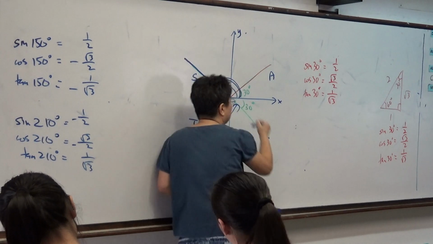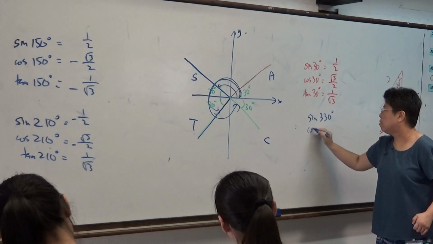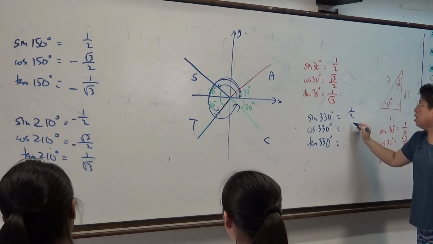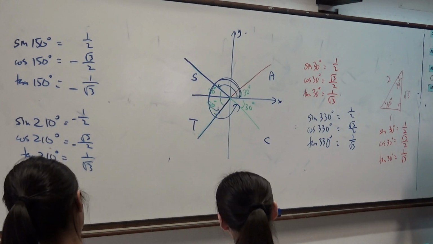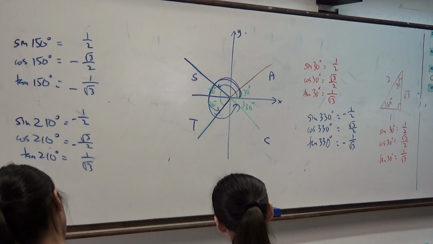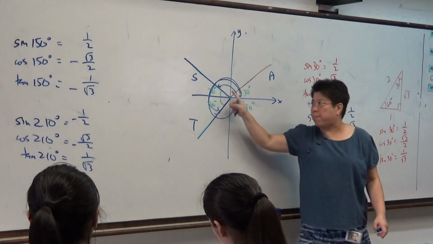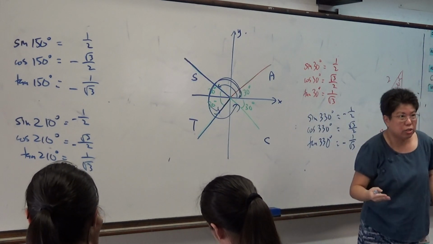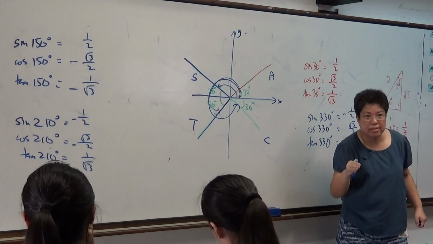Remember what is this whole angle? 330. So sine 330, cosine 330, and tangent 330. They must all have the same numerical value, right? But what is positive? Cosine is positive, so these two are negative. This is the meaning of basic angle. Understand? I'll repeat. Angles that have the same basic angle will have the same numerical value, except the sign will change depending on which quadrant we are at. Is that clear? And this is called CAST.